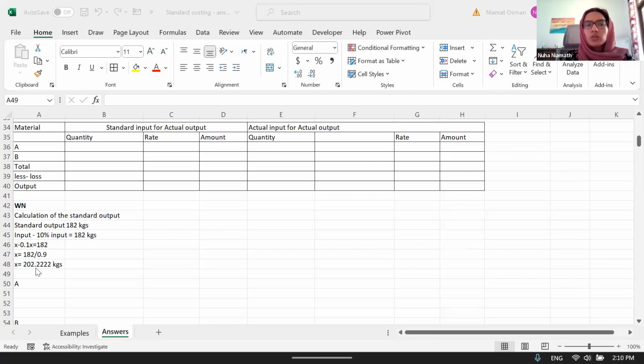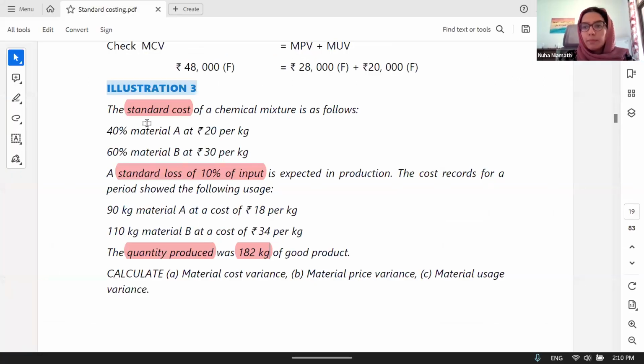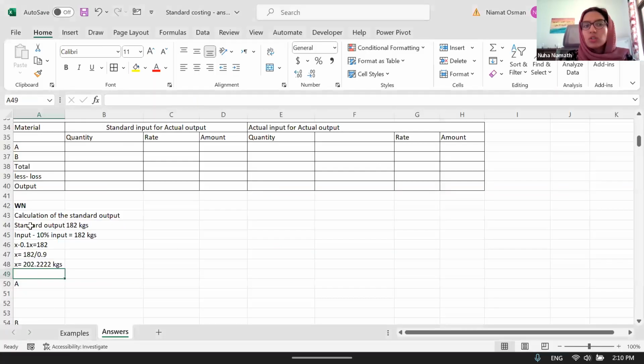Clear. Okay. So that gives me 202.22 kg. Now if I go back to the question, it says 40. Please repeat. Okay, Khatija, what is the question saying? The question says that we have produced 182 kgs. Step number one, we have to find out the standard input. How will you find out the standard input? It's not given in the question. We have to find it.